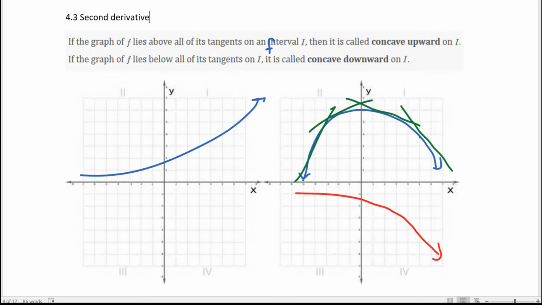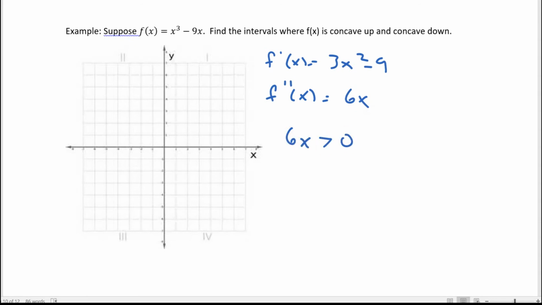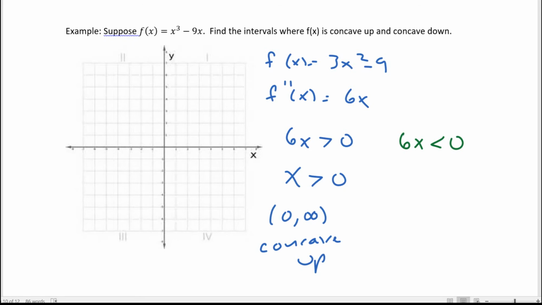So first derivative is 3x squared minus 9, and the second derivative is just 6x. So 6x is greater than 0. We want to look at that inequality. Well, in this case, it's where x is greater than 0. So on the interval from 0 to infinity, it is concave up. And then if we want to look for concave down, where's that second derivative less than 0? That's when x is less than 0. So that's from negative infinity to 0. It is concave down.